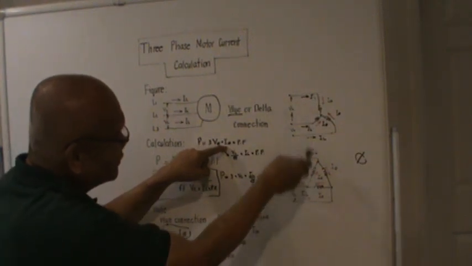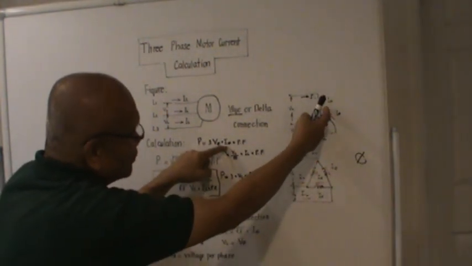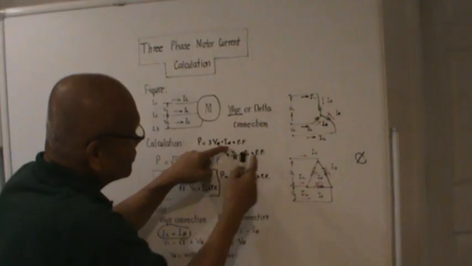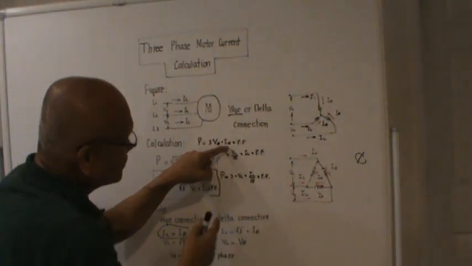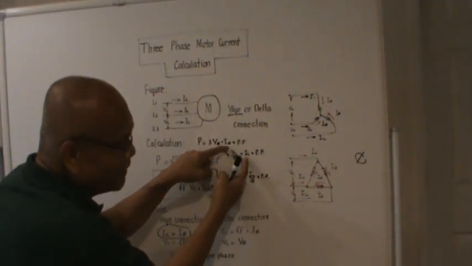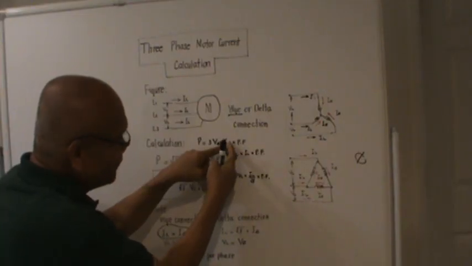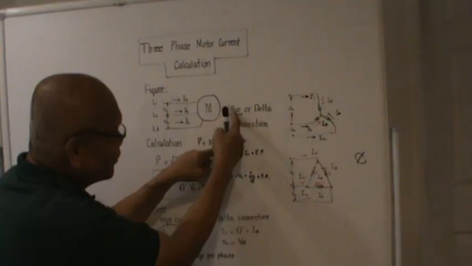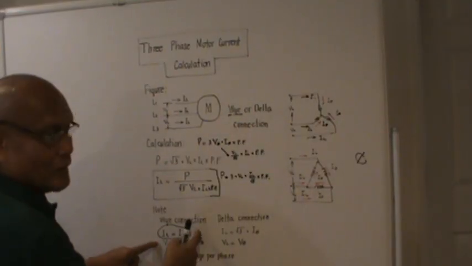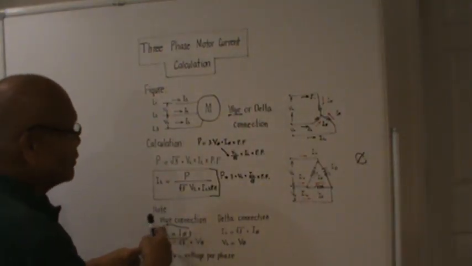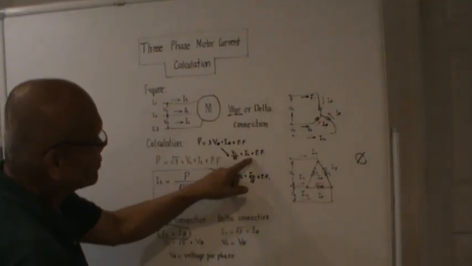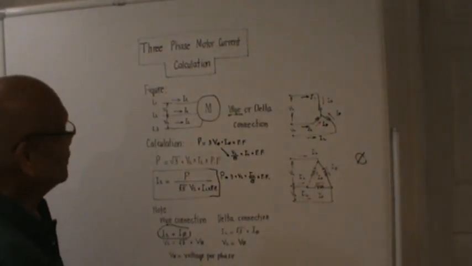But by inspection, the current in each phase is the same as the line current. So actually this current per phase is still I sub L. They are the same. So I phase is actually I_L for a Y connection. That is relationship number 1 for a Y connection. So this is multiplied by power factor.